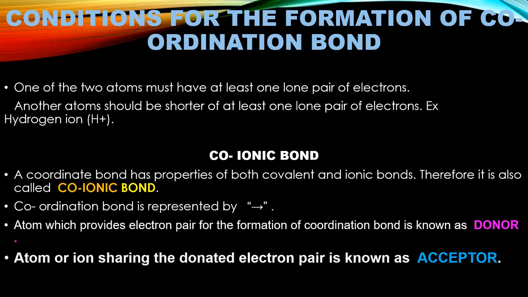Next, we are moving to the topic co-ionic bond. A coordination bond has the properties of both covalent and ionic bonds. Therefore, it is also called a co-ionic bond. See, the transfer of electrons is taking place, so it is acting as a cation. That's why we are saying co-ionic bond. Coordination bond is represented by this symbol. The atom which provides the electron pair for the formation of coordination bond is known as the donor. The atom or ion sharing the donated electron pair is known as the acceptor.